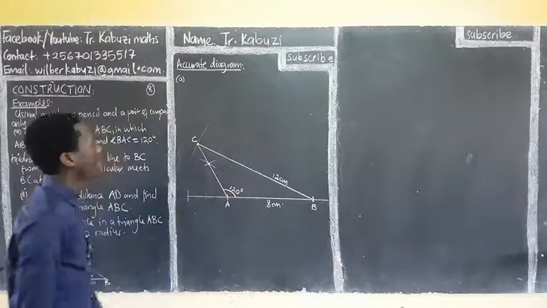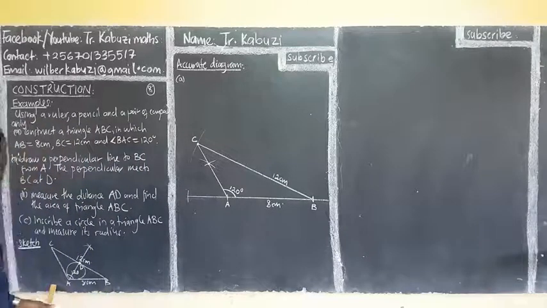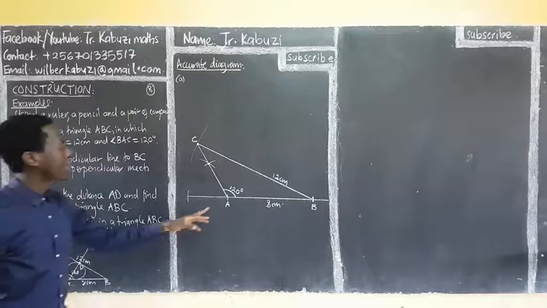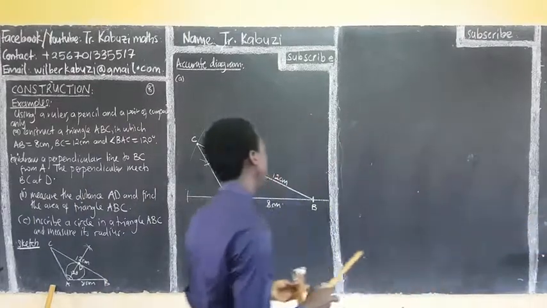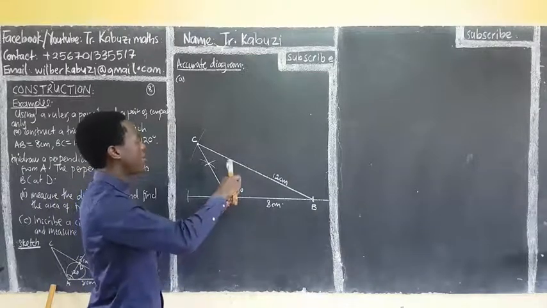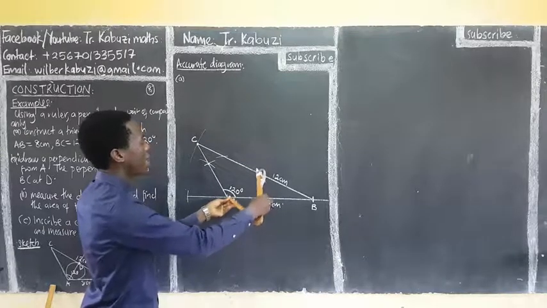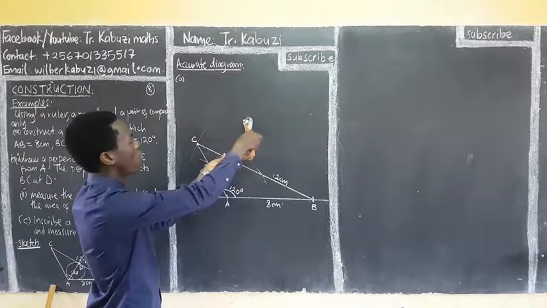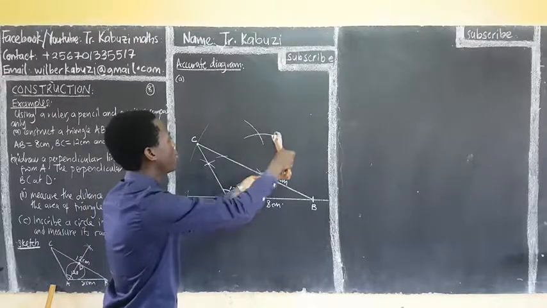You name everything: my point C, my B, everything I have named. Then they are telling me to draw a perpendicular line to BC from A. This is my A, this is my B. So you come to BC like this. You put your pointer here, draw an arc there and also another arc there. Then you transfer, put it at this line, draw an arc there, and another arc there. That's how you draw that perpendicular.